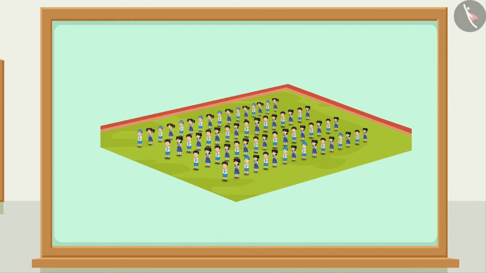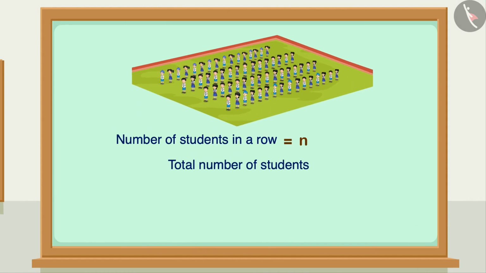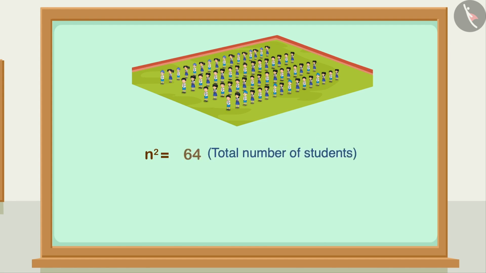We have learned how to find the square of numbers in the previous video. If there are n students in a row and there are n such rows, then the total number of students will be n times n equals n to the power of 2, that is, the square of n, which we also call n square. Here, the square of n is given as 64. But we have to find the value of n here, that is, a number whose square is equal to 64.